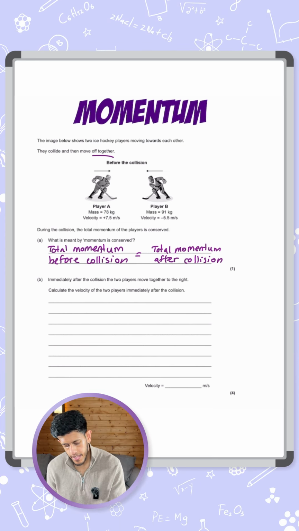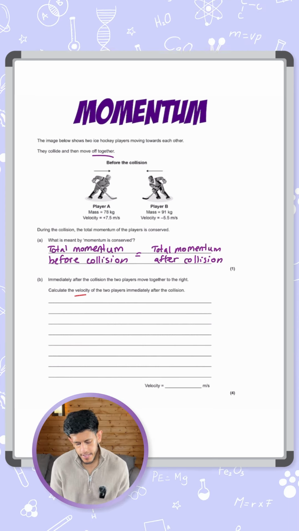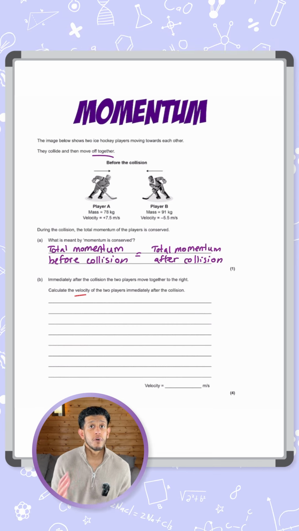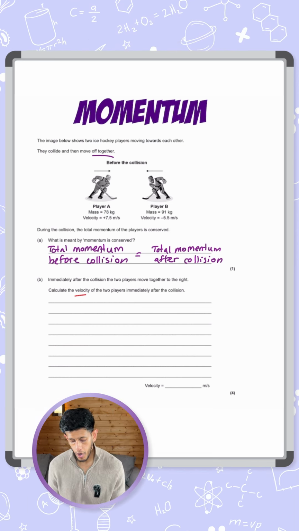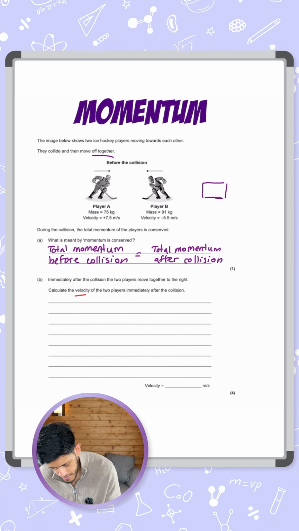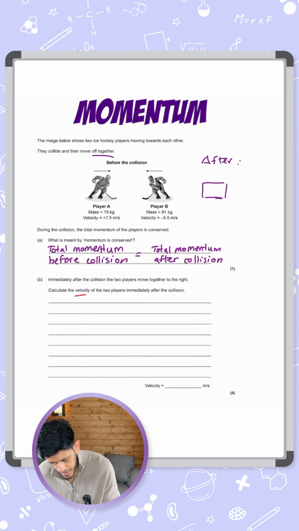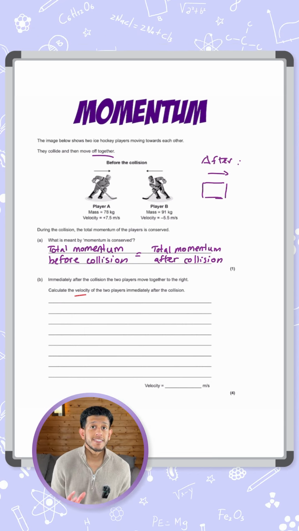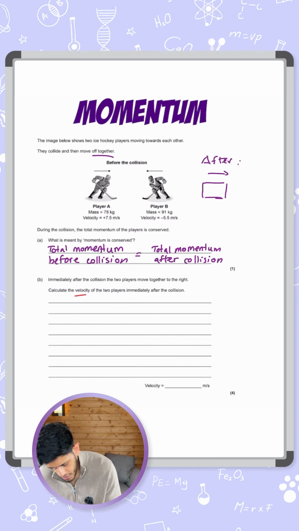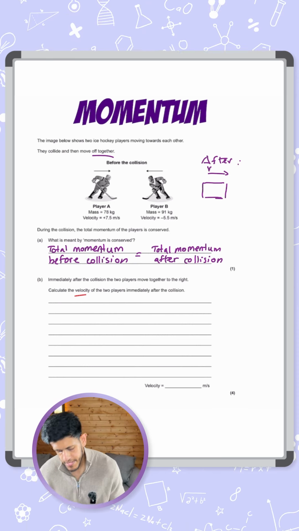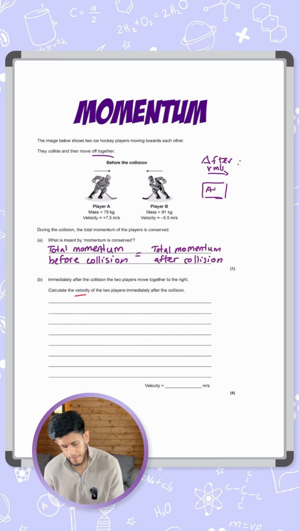Now, immediately after the collision, the two players move together to the right. And this is calculate the velocity of the two players immediately after the collision. So to model this, I'm going to put the two players together as a block. So I'll put it as a block here on the right hand side. Just call it after. And they're moving together to the right. So we know they're moving this way. But they want us to calculate that velocity that I've underlined. So let's call it a velocity v meters per second.